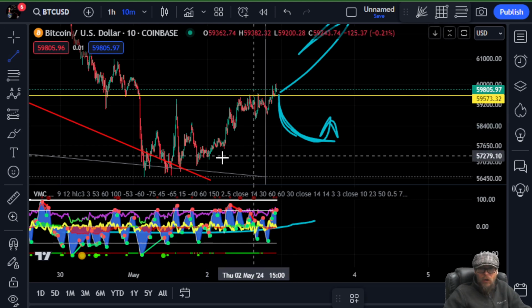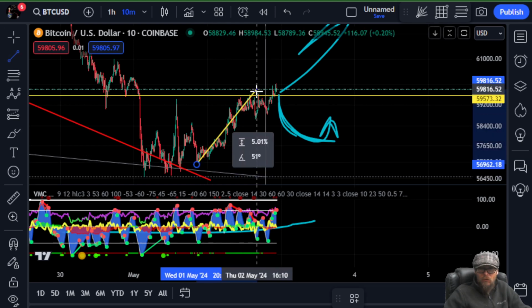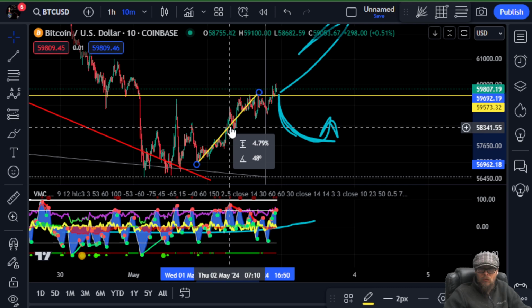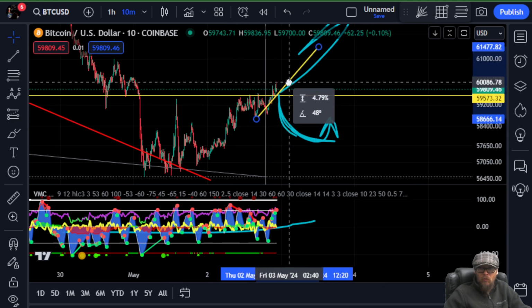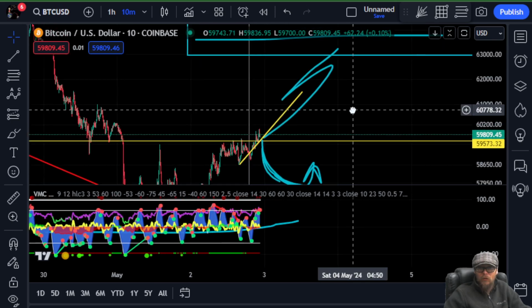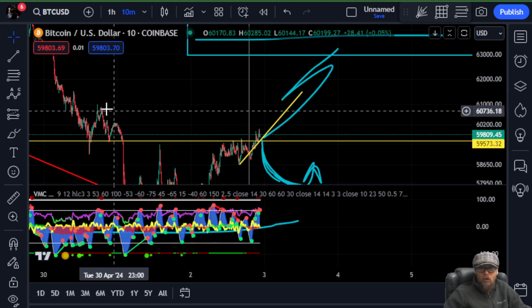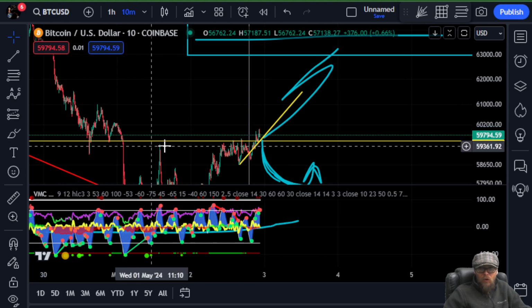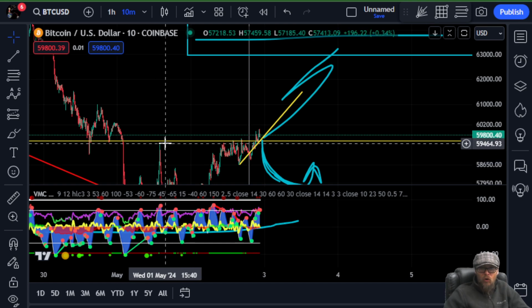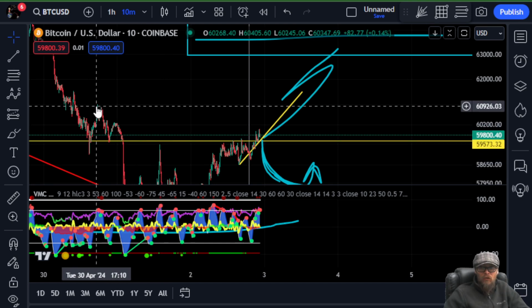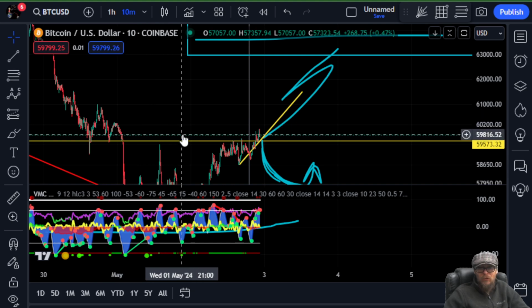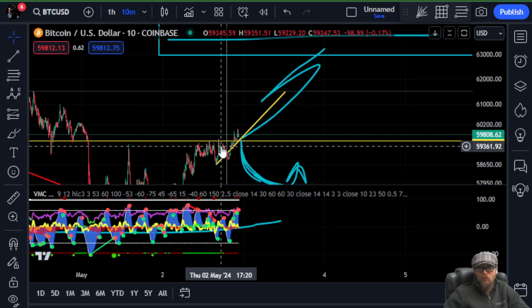If we look at what we got right now, there was a move up plus the pullback. That would get us over here. We've already broken this high. It'd be nice to break this high right here, and pull back and retest some of this stuff.